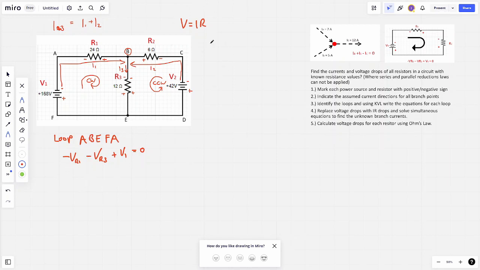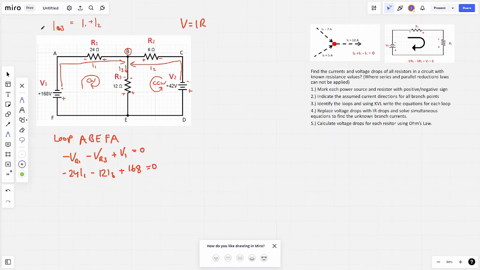So then if we use V equals IR, which is going to be step 4, let's replace the voltage in this equation. So we can say that the current we assumed in the first loop is I1, and that's across resistor 1. We know that the resistance value is 24, so therefore we can say minus 24 I1, and for resistor 3, we've got 12 ohms, which is the resistance value, and we've got I3, the combination of I1 plus I2. So that's minus 12 I3 plus the voltage of 168 is equal to 0.